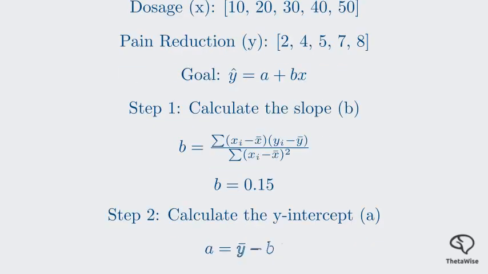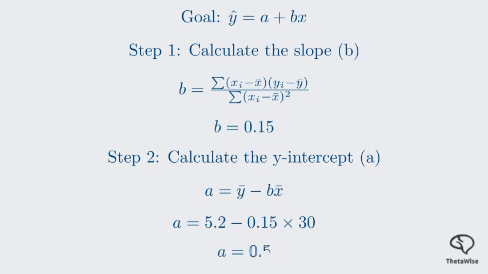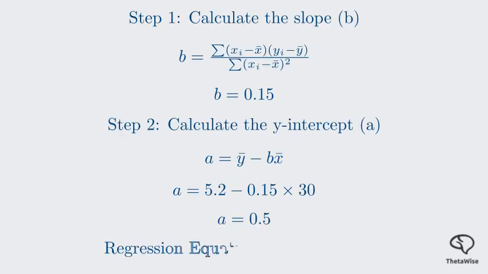Next, we calculate the y-intercept, a. The formula is the mean of y minus b times the mean of x. Plugging in our values, we get an intercept of 0.5. So, our final regression equation is y hat equals 0.5 plus 0.15 times x. This is the line that best describes the relationship between dosage and pain reduction in our data.